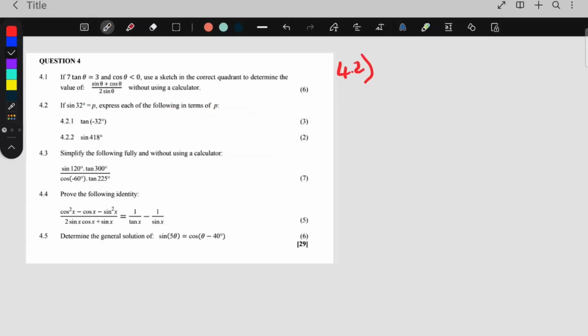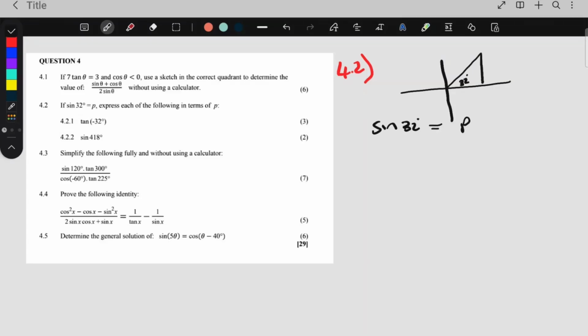The first thing I would do is I would do a triangle. So this question over here, where the angle is always an acute angle, do you see 32 is less than 90? So that angle is always in quadrant 1. 32 must be here in quadrant 1. So let's make that 32. And then I would say sine 32 is p.